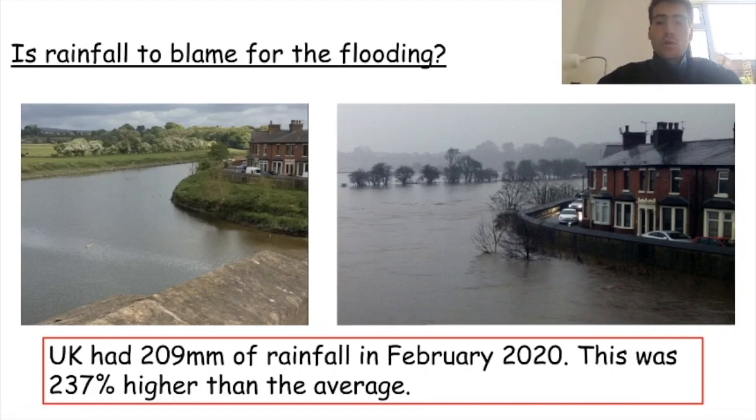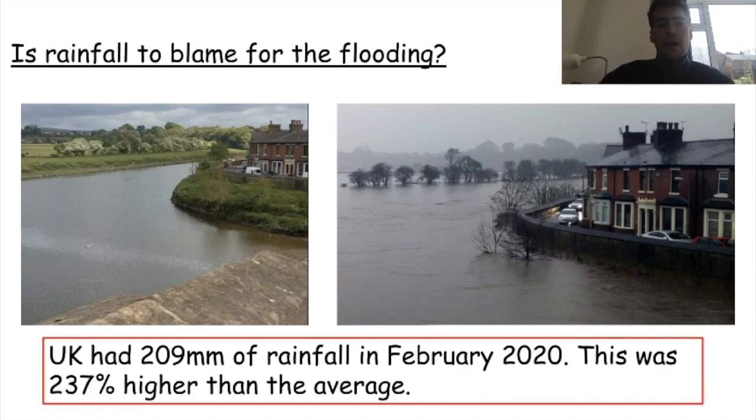We've now looked at all the reasons and causes of flooding. So on a kind of a final thing now, before I tell you what your task is: is rainfall to blame for the flooding? So the images that are on the screen now, on the left, this is an image I took a few days ago, so in May 2020, and the image on the right was taken in February 2020, and you can see how high the river level was and how much water spread across those farmers' fields in the background. So during this month, the UK had 209 millimetres of rainfall. This was 237% higher than the average. So there was a significant amount of rainfall.